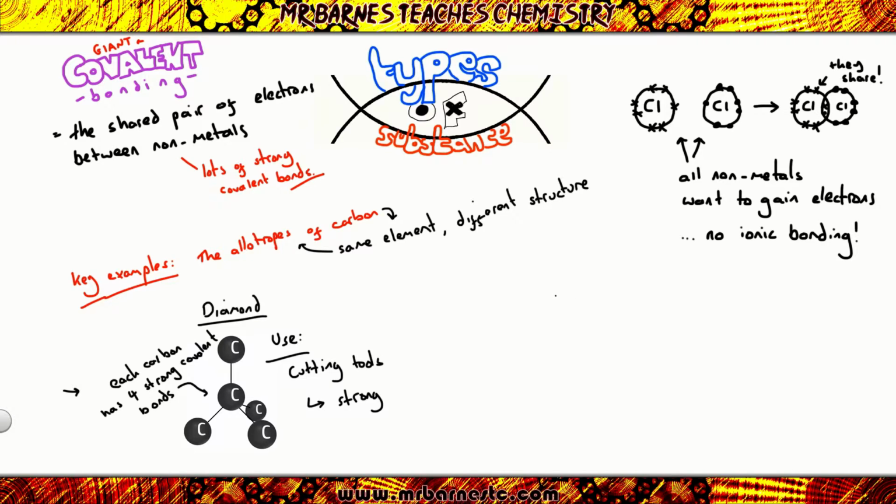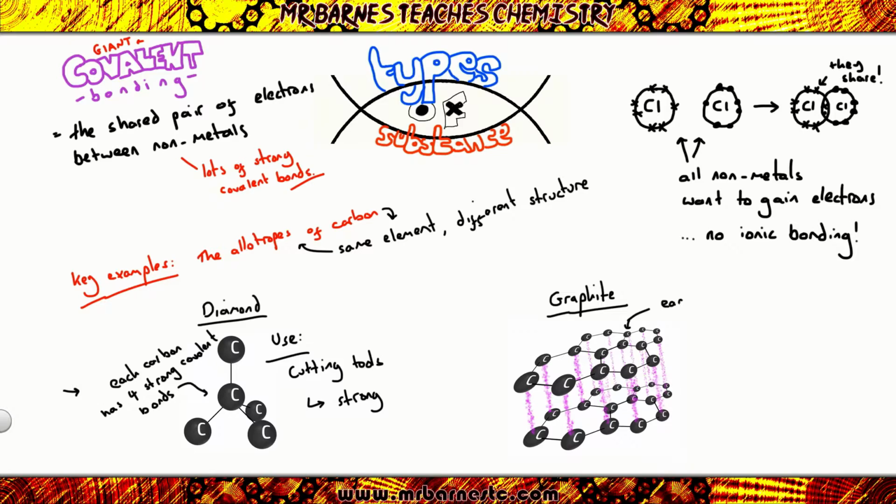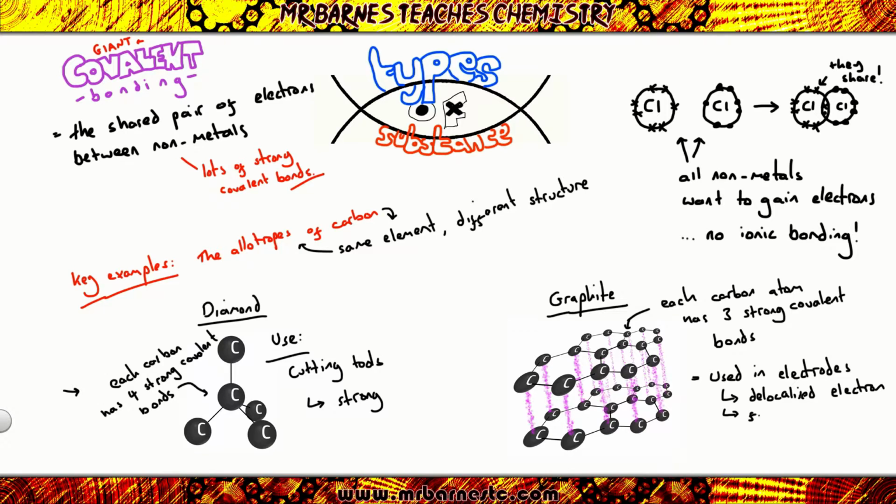Graphite, you can see, is also made out of carbon, but it looks different, it has a different structure. Every carbon atom here only has 3 strong covalent bonds. This gives it a delocalized electron. That delocalized electron is free to move, which makes it useful in electrodes. The other useful property of graphite is it has layers. Those layers can slide past each other, and because they can slide past each other, they reduce friction, and therefore they're really useful as lubricants in cars.